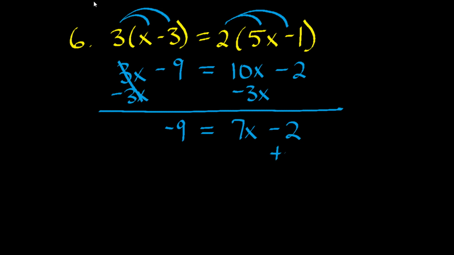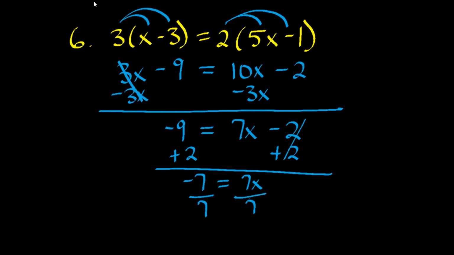Next, I notice that on the same side as the x, I have a minus 2. So I'm going to add 2 to both sides of the equation. Negative 9 plus 2 is negative 7 equals 7x. The negative 2 and positive 2 add up to 0, so that cancels. The last step here is always to divide by whoever's attached to x, which is positive 7. Dividing both sides by 7, we get negative 7 divided by 7, which is negative 1, equals x. That's the same as x equals negative 1, which is our solution.